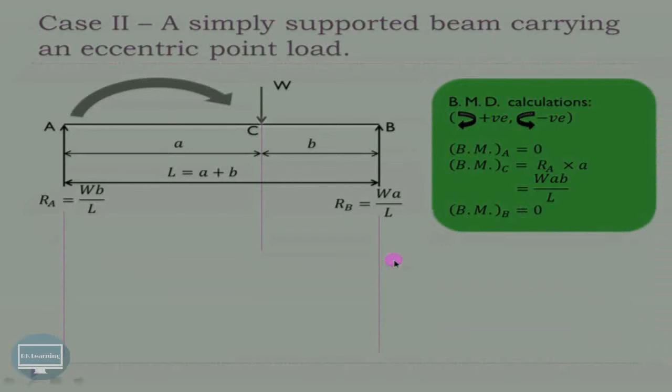Now for the same arrangement, we have to draw the bending moment diagram. So bending moment diagram calculation, the conventions are clockwise positive and anti-clockwise negative. So bending moment at A and B, it is 0, as we have seen already.